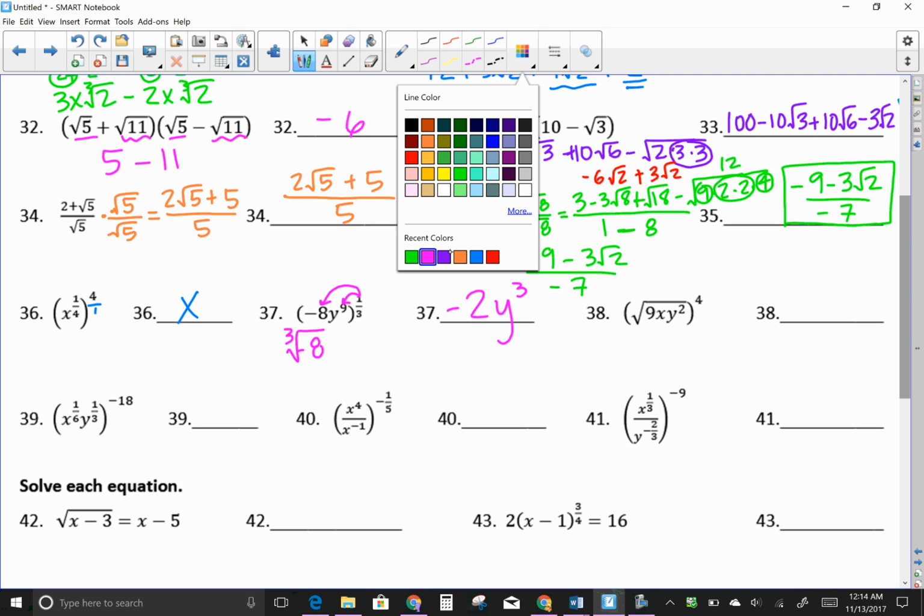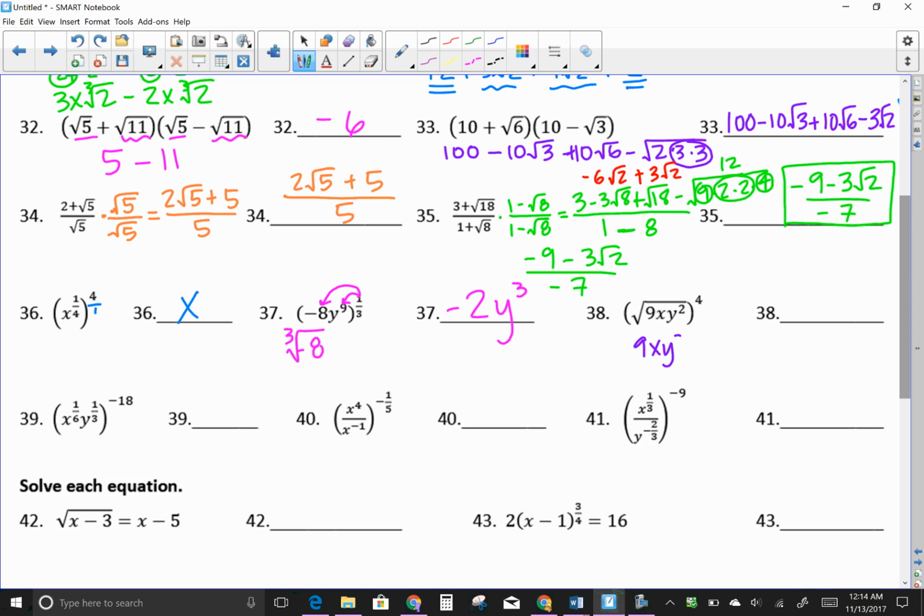Okay. This one, I would probably say that if you took 9xy squared, the square root of that is raising it to the 1/2. And if you raise that whole thing to the 4th, then you're multiplying these two, which means it's the same thing as 9xy squared squared. So what are you going to do? You're going to distribute the square to every factor. So that's going to give you 81x squared y to the 4th.